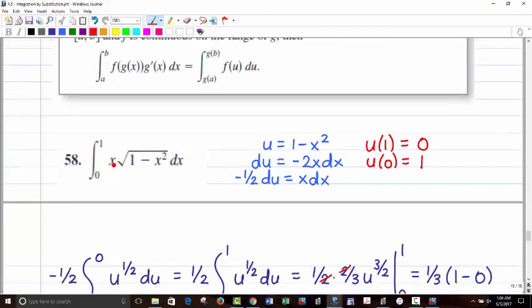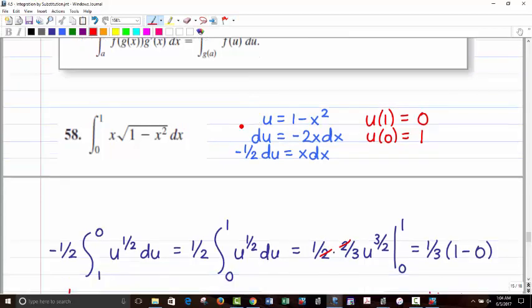Integral from 0 to 1, x times the square root of 1 minus x squared. All right, pretty straightforward substitution. Obviously this is a definite integral this time instead of indefinite. We let u equal 1 minus x squared. Therefore, du would be negative 2x dx. And then negative 1/2 du equals x dx.